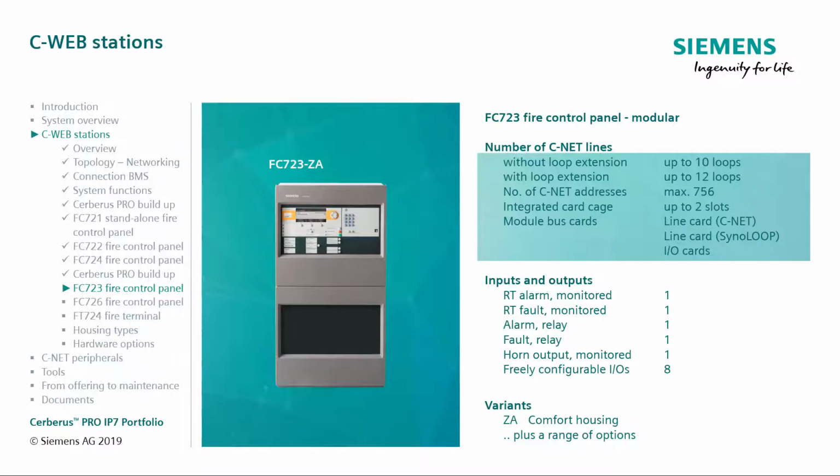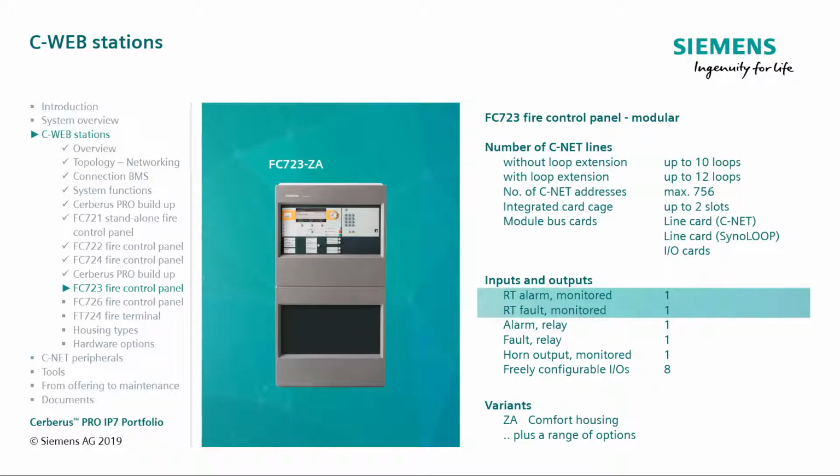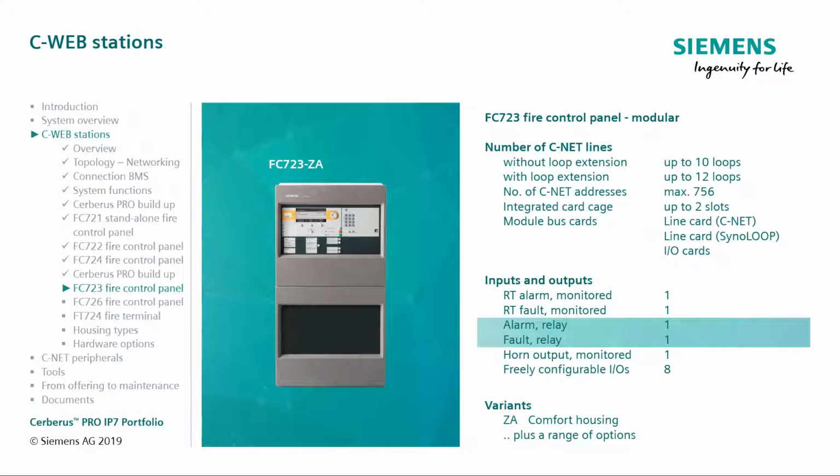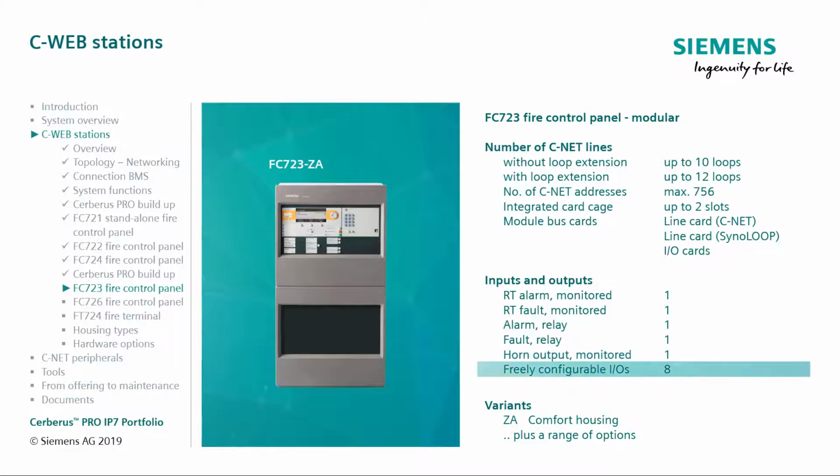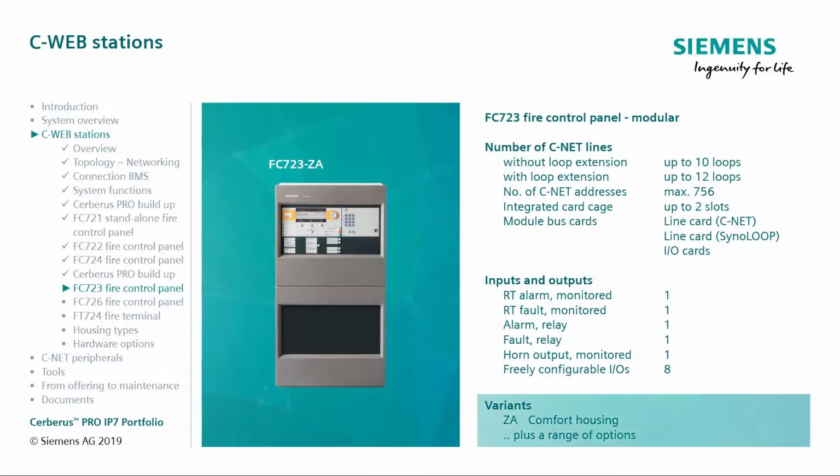Inputs and outputs. 2 monitored outputs, one for an RT alarm, one for an RT fault. 2 relay outputs, one for an alarm, one for a fault. 1 monitored horn line. 8 freely configurable inputs and outputs. The whole setup is packaged in a comfort housing and equipped with a 150-watt power supply. Other options are also available.